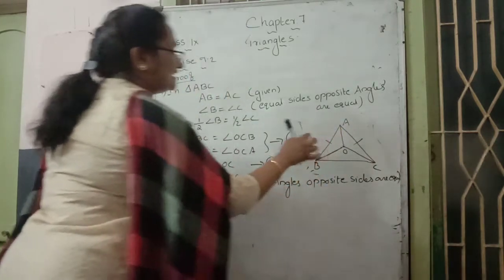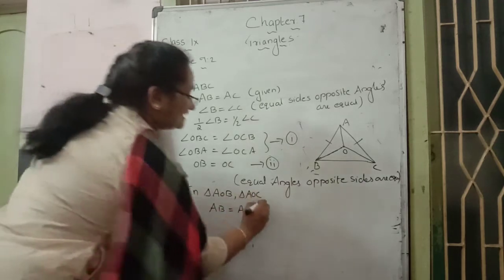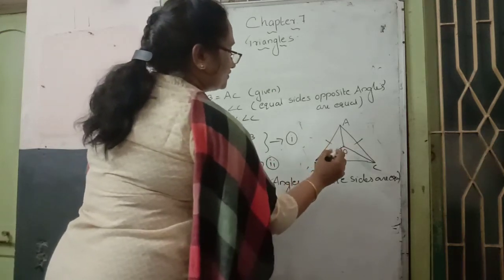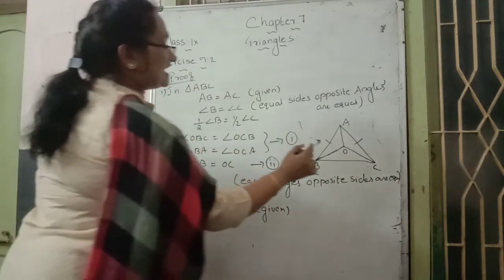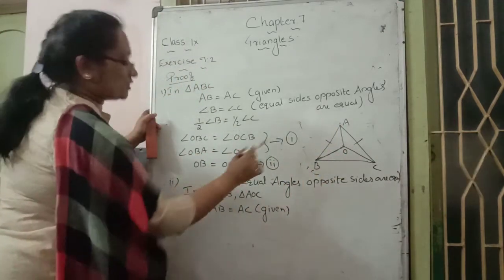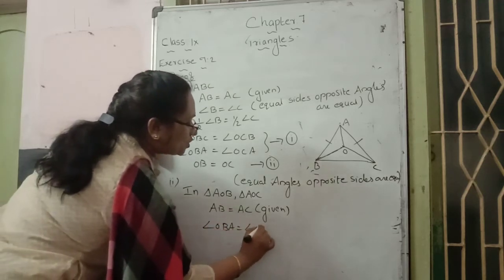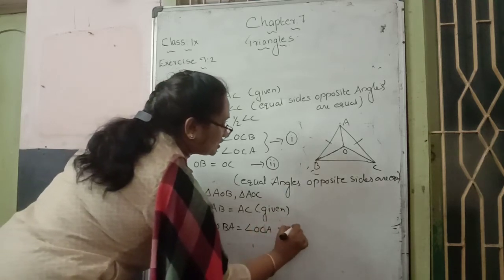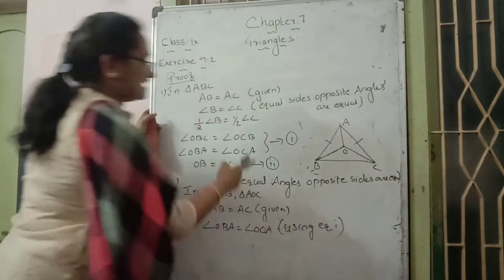Already in those two triangles, side AB is equal to side AC. It is given in the question. Then next, what we can say about the angles they are making, using the first equation: angle OBA and angle OBC are equal by using the first equation. Angle OBA is equal to angle OCA, using equation 1.